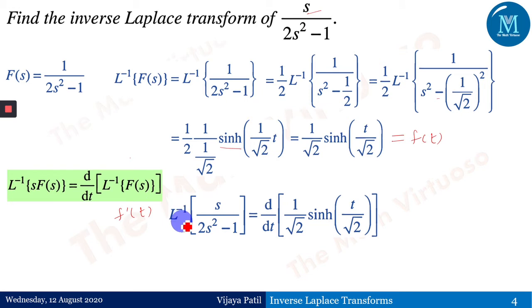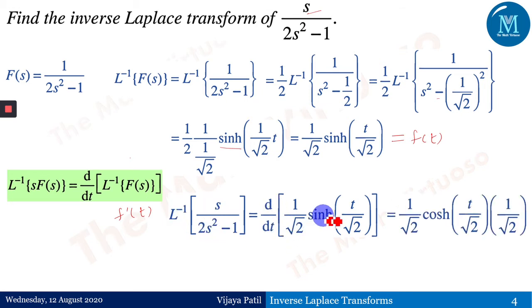Therefore, L inverse of s upon 2s square minus 1 is d upon dt of this. Now, d upon dt of sine hyperbolic t upon square root of 2 gives 1 upon square root of 2 cos hyperbolic t upon square root of 2, because the differentiation of sine hyperbolic is cos hyperbolic, and the differentiation of t upon square root of 2 in terms of t would give me 1 upon square root of 2. Therefore the final answer would be 1 upon 2 cos hyperbolic t upon square root of 2, because 1 upon square root of 2 and 1 upon square root of 2 get combined, and I'll get half here.